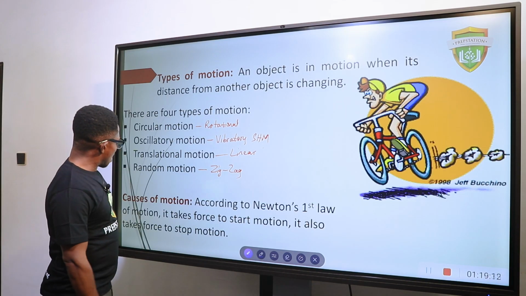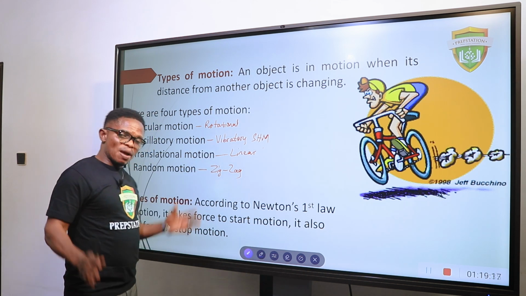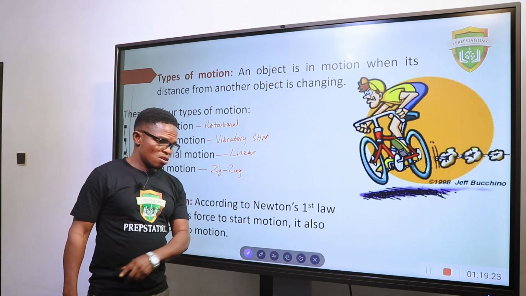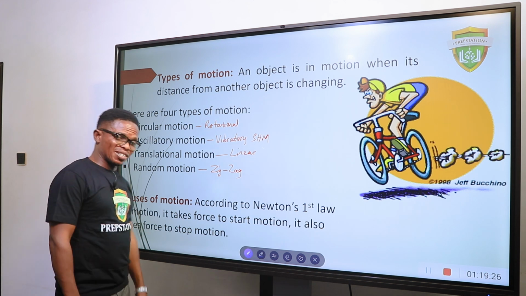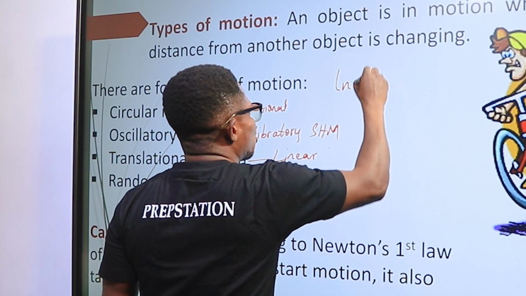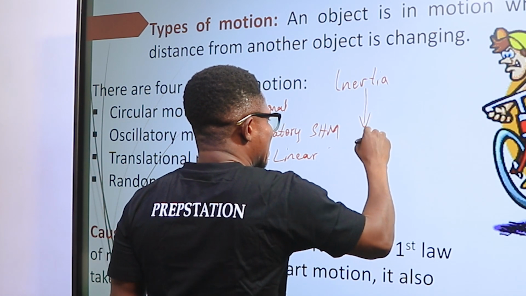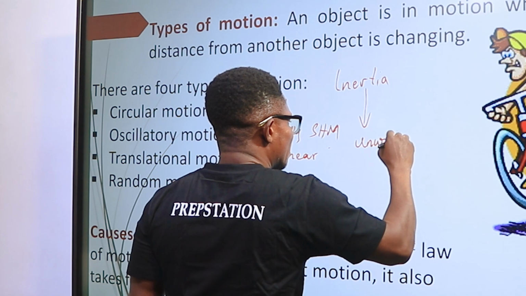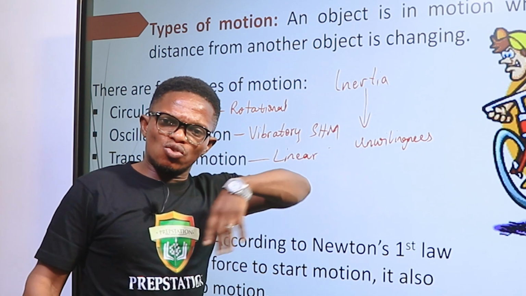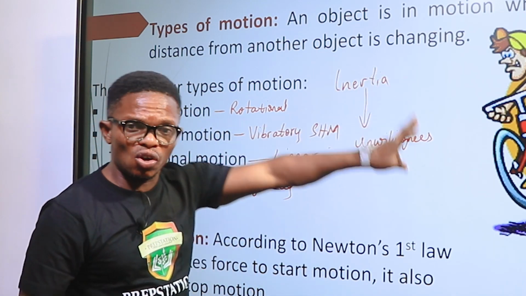Now, what do you think are the causes of motion? What exactly is the cause of motion? Very simple. According to Newton's first law of motion, we have 3 Newton laws of motion. But according to the first law, which is also known as the inertia law, inertia here simply means unwillingness. Inertia means unwillingness. When an object is not ready to move, or when an object is not ready to stop when it's moving, that is what is called inertia.